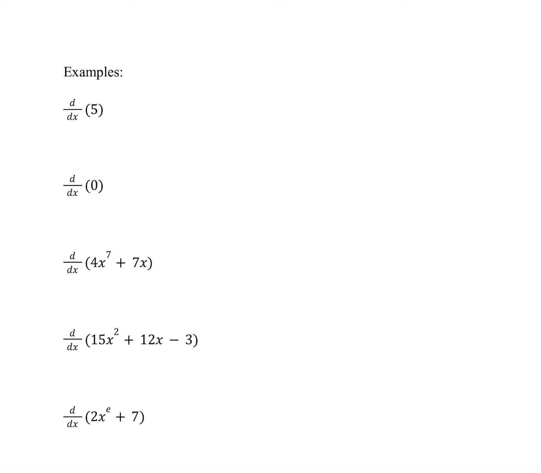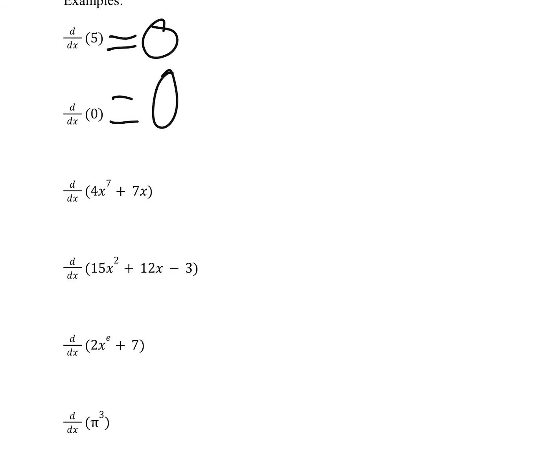Now with some examples, we have the derivative with respect to x of 5. That's a constant, so that derivative is 0. Same with the derivative with respect to x of 0. It doesn't matter whether it's 0 or another constant. Derivative of a constant, always 0. Doesn't matter.